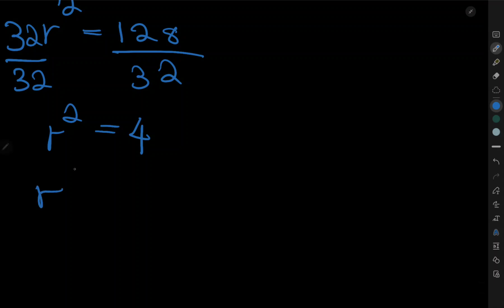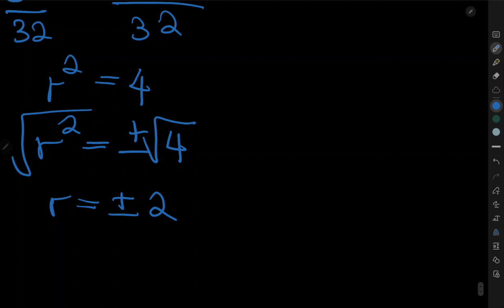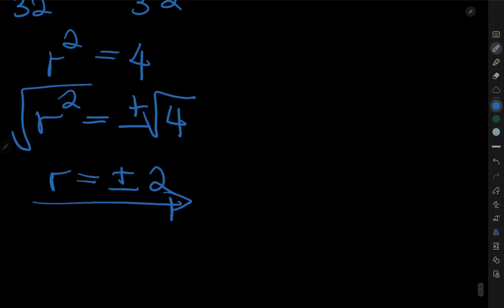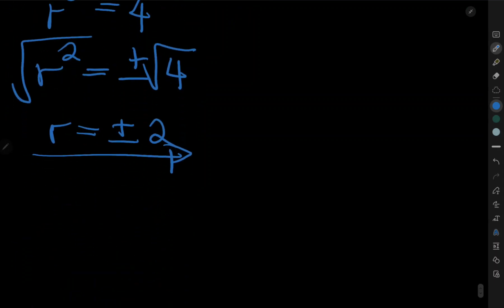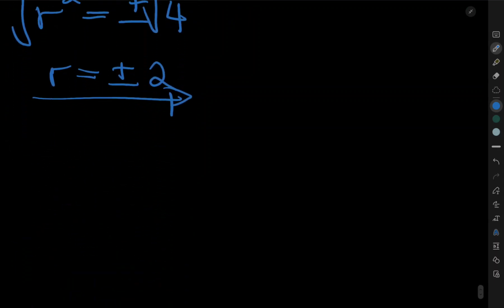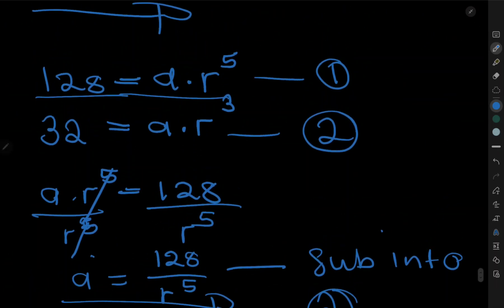If I square root it, just don't forget to put plus or minus. So r will be plus or minus the square root of 4, and we know that the square root of 4 is 2. So now that we've determined the value of r, we're not done. We're going to take that value and substitute it back into the equation that we used, which was equation 1.